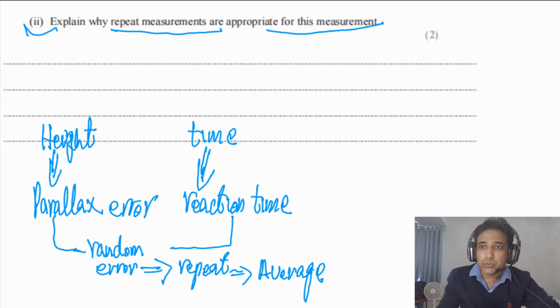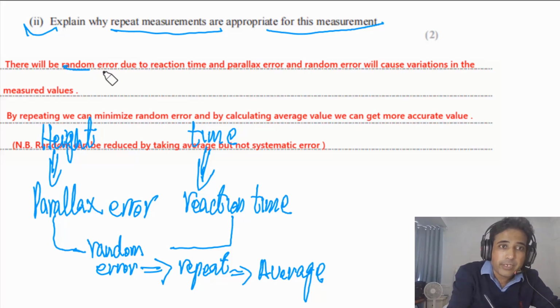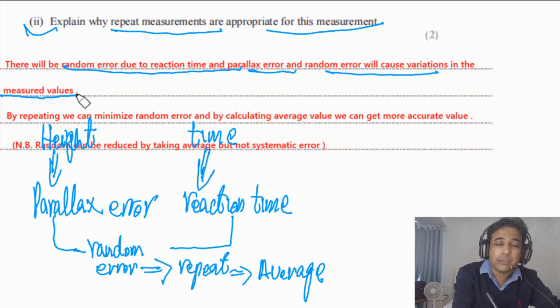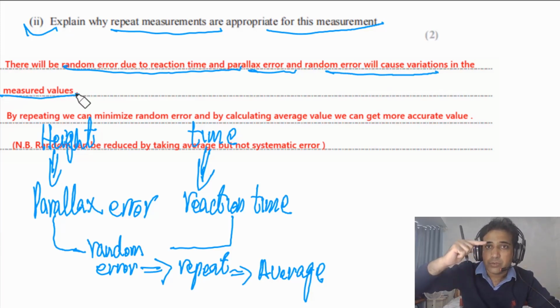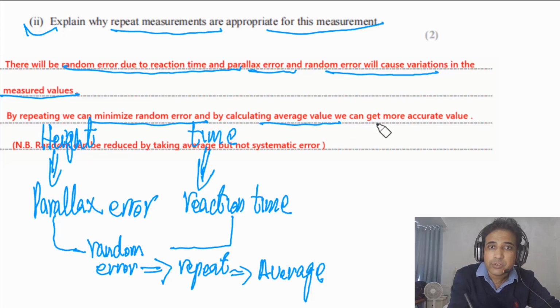Now let me show you the answer, how you can write down your answer. In the answer you can mention these points. You can say there will be a random error due to reaction time and parallax error, and random error will cause variations in the measured value, meaning sometimes the value is higher, sometimes lower. So by repeating we can minimize random error, and by calculating the average we can get a more accurate value.